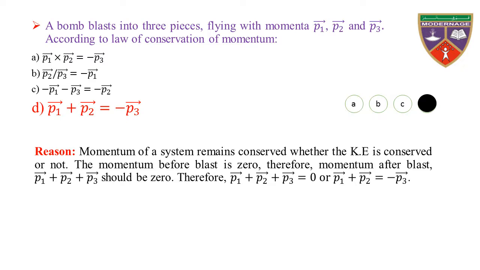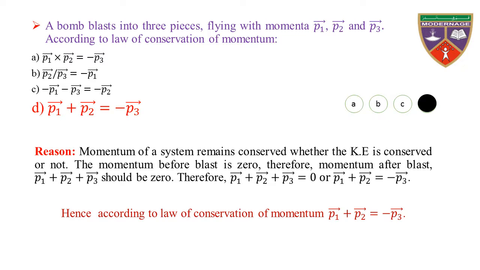Reason: momentum of a system remains conserved whether the kinetic energy is conserved or not. The momentum before the blast is 0. Therefore, the momentum after the blast, P1 plus P2 plus P3, should be 0. Therefore, P1 plus P2 plus P3 is equal to 0, or P1 plus P2 is equal to minus P3. Hence, according to the law of conservation of momentum, P1 plus P2 is equal to minus P3.